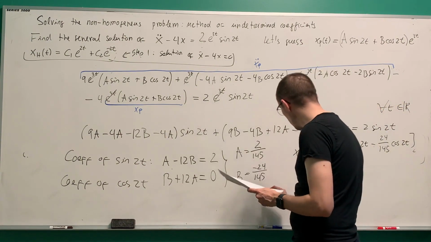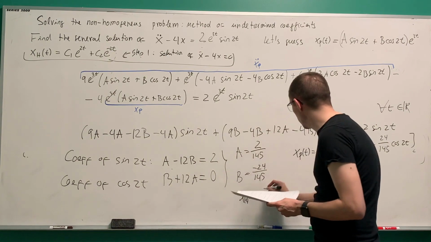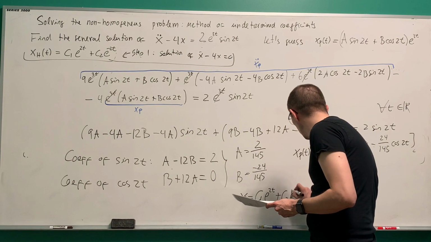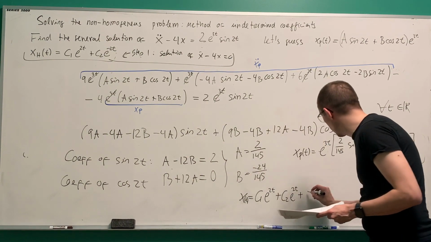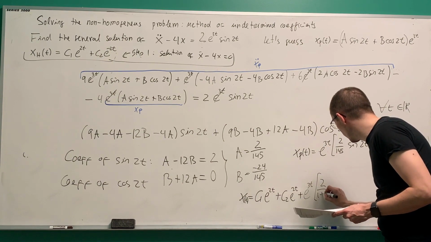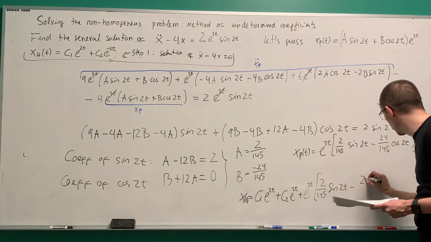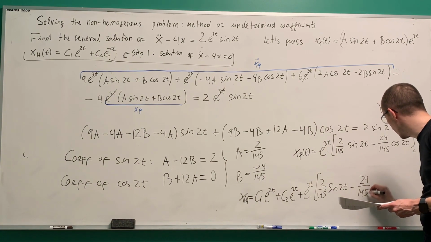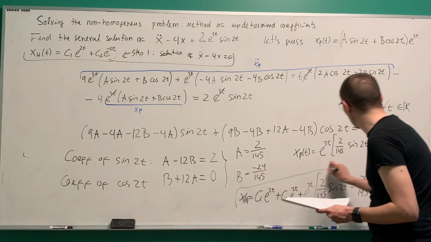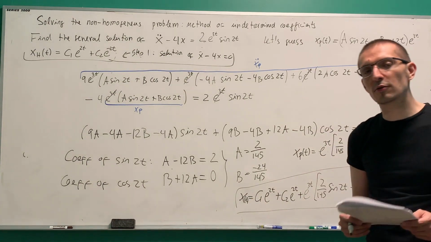and that means that I can write the full solution. x of t is equal to the homogeneous one, c1 e to the 2t plus c2 e to the minus 2t, plus the particular one, e to the 3t multiplying 2 over 145 sine 2t minus 24 divided by 145 cosine 2t, and that is the solution to the problem in this case. All right, let's do one more case.